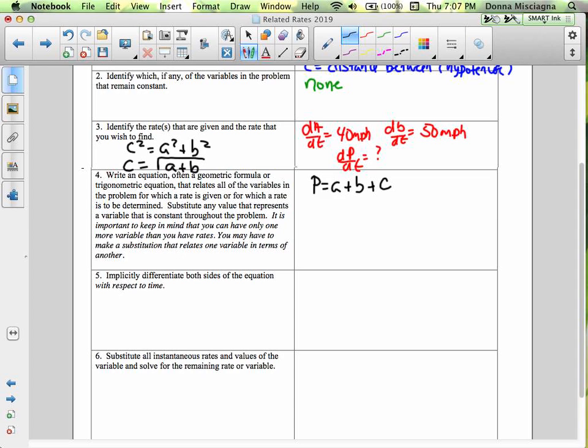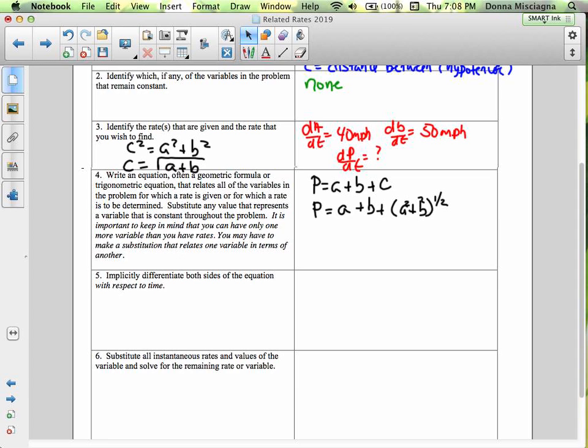All right, so now let's try that. So we have P equals A plus B plus, and I'm going to rewrite that as A squared plus B squared to the 1/2 power. All right, so now we have an equation that we can take the derivative of. All right, so let's take the derivative and then we can see if we need anything else.